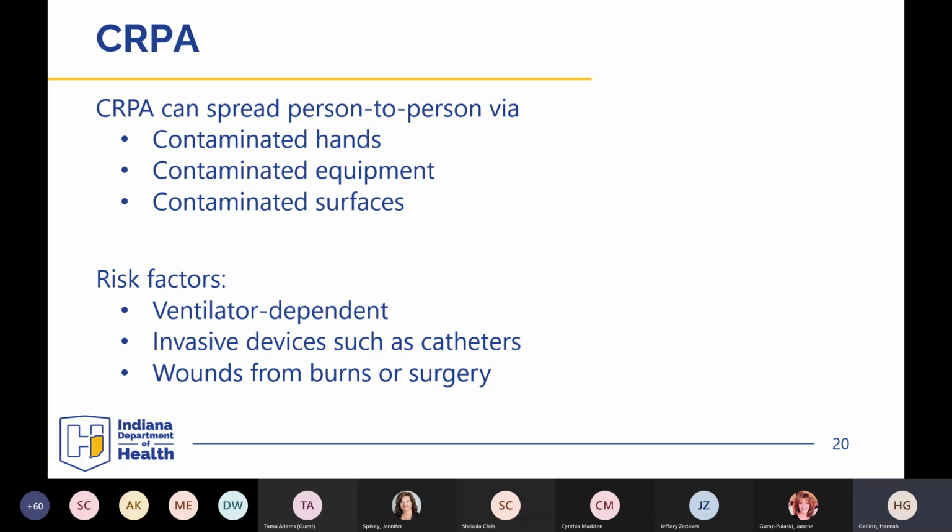The CDC has put out a containment strategy to stop the spread of these infections. This strategy includes rapid identification, infection control assessments, colonization screenings, coordinated response between facilities, and continued assessment and screenings. Patients at high risk for CRPA include those that are ventilator dependent, those with invasive devices such as catheters, and those with wounds.